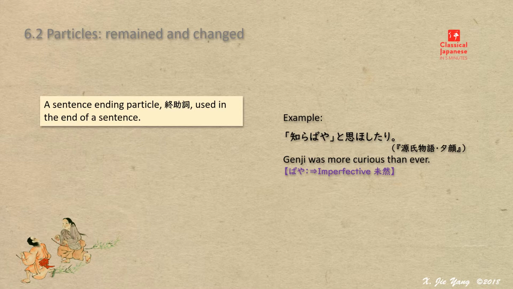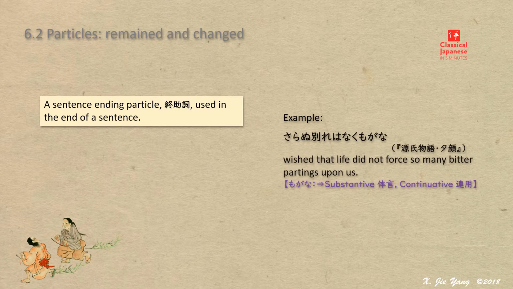Here are a few examples. Baya follows a declinable in its imperfective form and indicates a desire. Morogana, another sentence-ending particle, we do not use anymore. It follows a declinable in its continuative form, or a noun, and similarly indicates a desire.